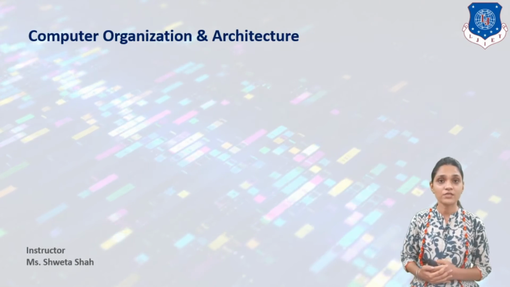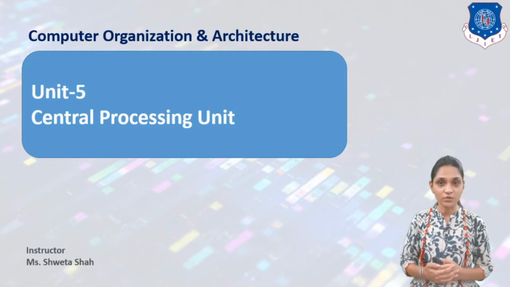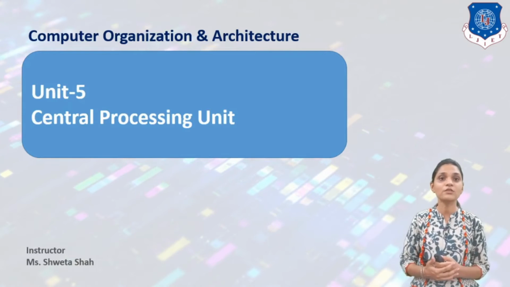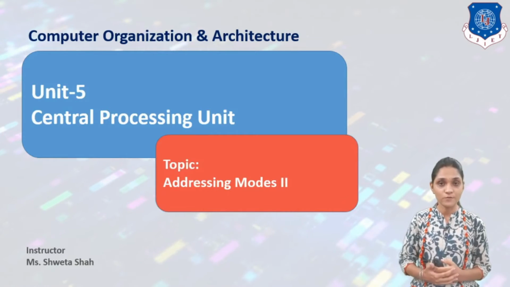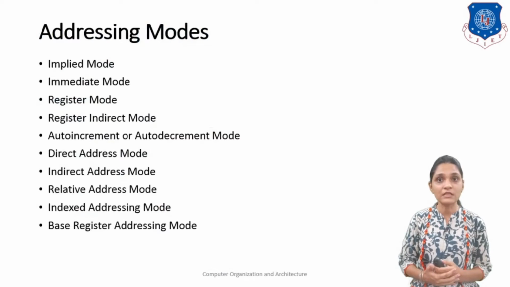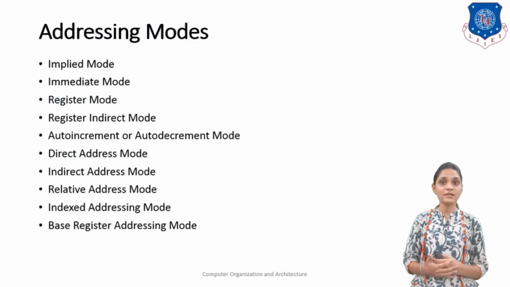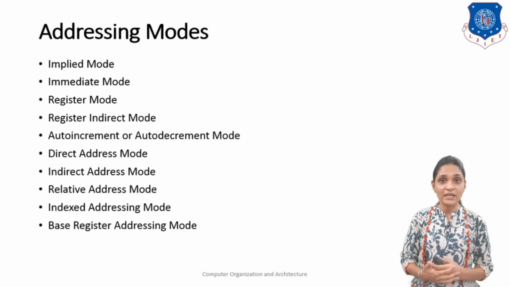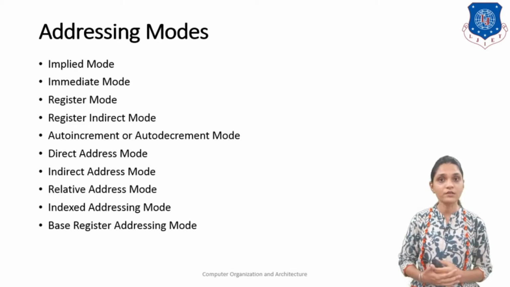In this subject we have started Unit 5, that is Central Processing Unit. In this unit we are going to see today the topic that is addressing modes. In the last session we have seen implied addressing mode, immediate addressing mode, register indirect, auto increment, direct addressing, and indirect addressing modes. In this session we are going to see further relative, index and base register addressing mode. So let me start with the relative addressing mode.